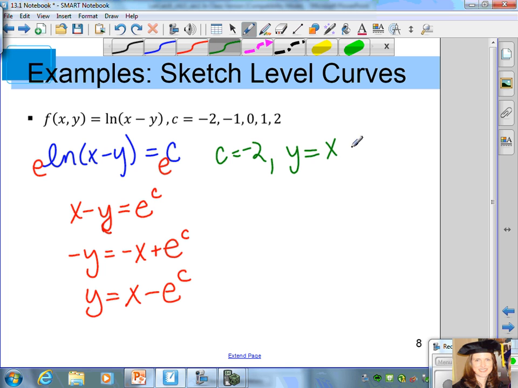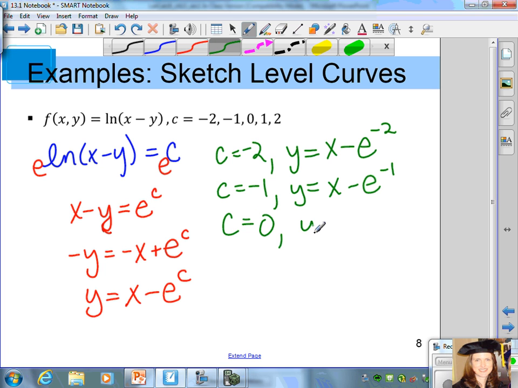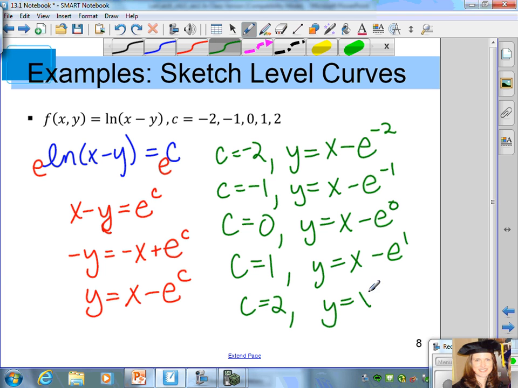Y is equal to x minus e to the negative 2 power. We'll use a graphing calculator to sketch these all together. When c is equal to negative 1, y is equal to x minus e to the negative 1 power. When c is equal to 0, y is equal to x minus e to the 0 power. When c is equal to 1, y is equal to x minus e to the first power. And when c is equal to 2, we have y equals x minus e to the second power.